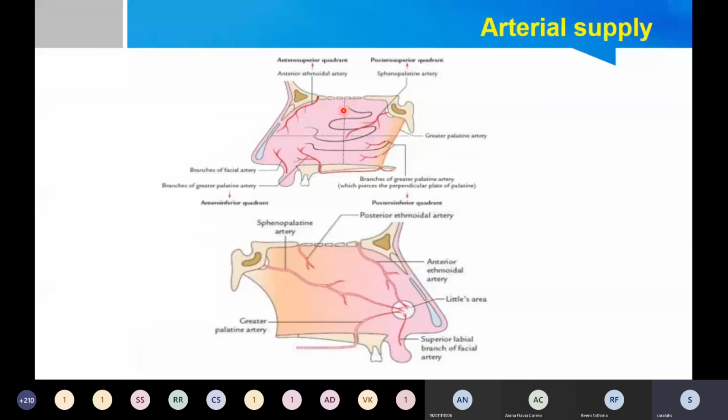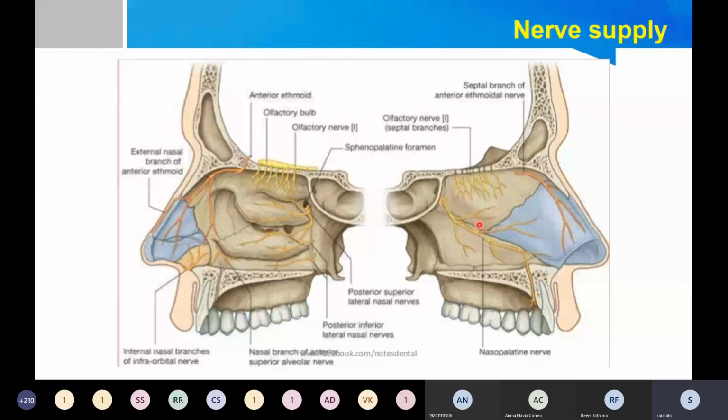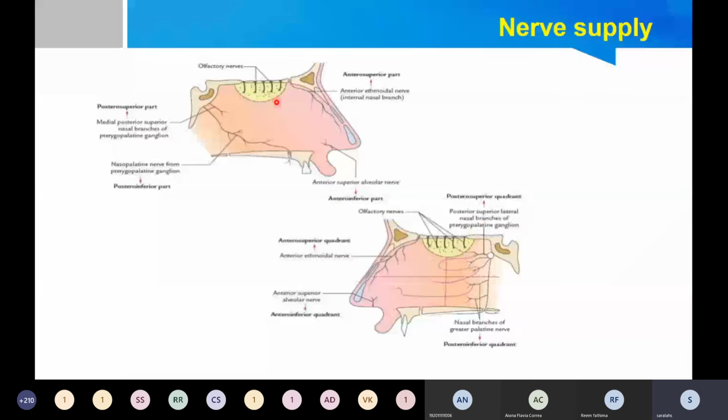Then this is the comparison of the arterial supply. This is for the lateral wall and this is for the medial wall. This is the Little's area forming the Kiesselbach's plexus. This is again the comparison between the nerve supply. This is the lateral wall, the medial wall of the nose. This is lateral wall. I already mentioned, if you see the shelf-like projections, that is lateral wall. If you see one membrane, it is the medial wall on the cut section. It is the comparison of the nerve supply to the medial wall and the lateral wall.